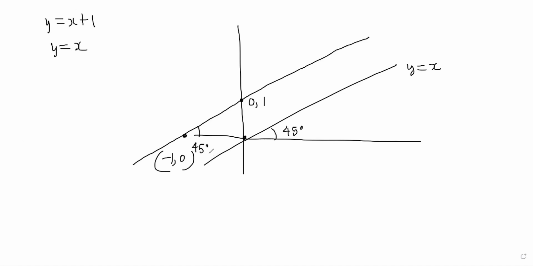Now I want to find out the distance between the parallel lines. The distance between the parallel lines should be the length of the perpendicular between them. By geometry you can find the length of the perpendicular, because we know that this is 45 and this distance is 1. So the length of the perpendicular should be 1 times sine 45, so 1 by root 2.